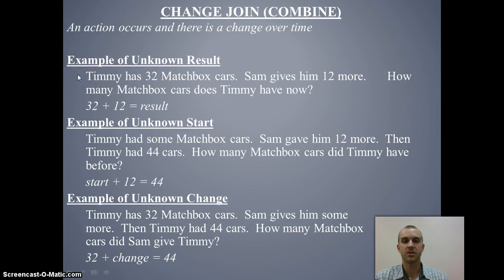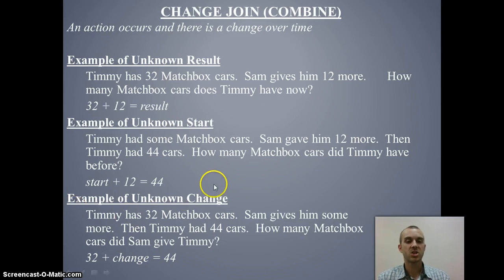So say Timmy had 32 cars, Sam gives him 12 more, and we want to know how many total cars does he have. And we'd represent that with the statement 32 plus 12 equals the result. Whereas in another case, say that we don't know how many cars Timmy has. Sam gave him those 12, and we know he ended up with 44 total. So how many did he have originally? Now this is a little bit more difficult for students to recognize because you don't know where you began, and sometimes it's harder for them to work backwards.